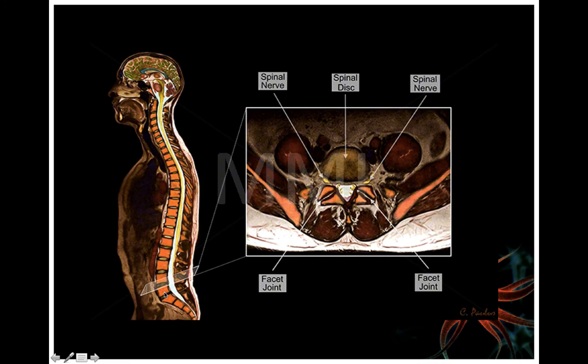Okay, but for now, remember the lowest part of the lumbar spine is the L5, and the discs are numbered by level above and below. So this disc is named L5-S1 disc. The one above is named L4-L5 disc.